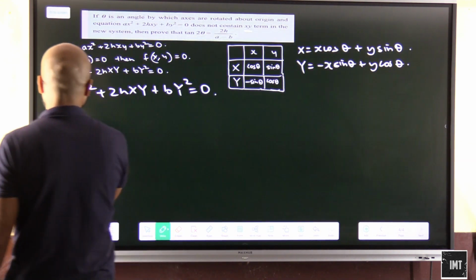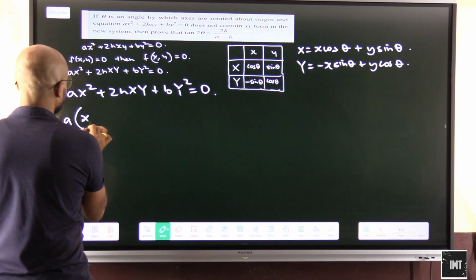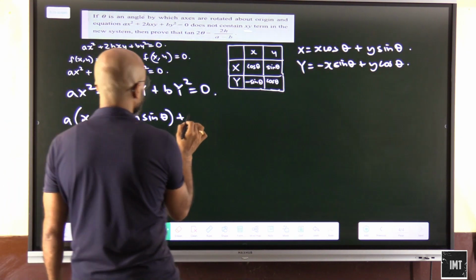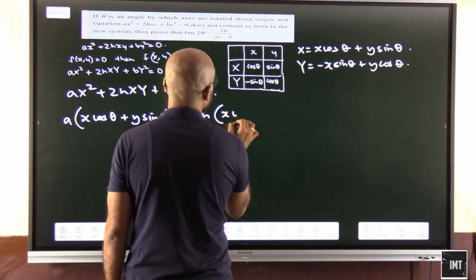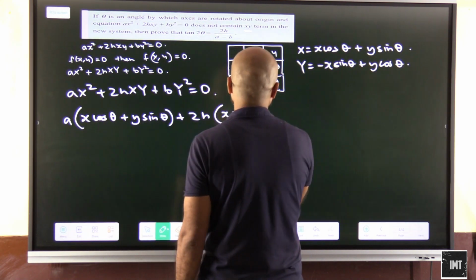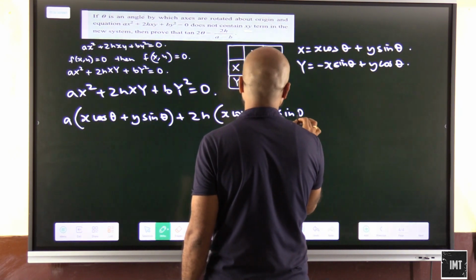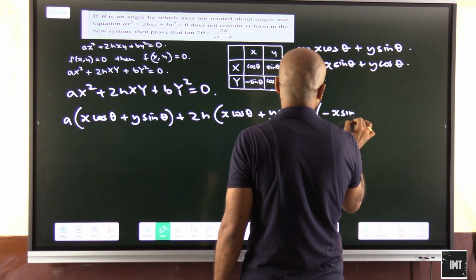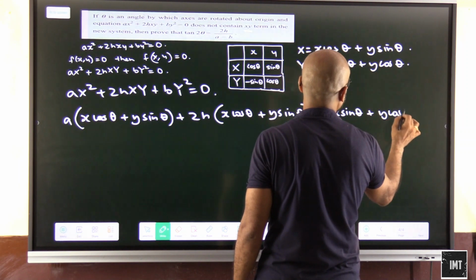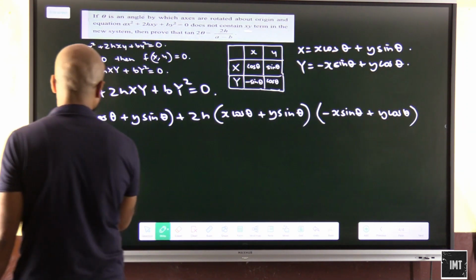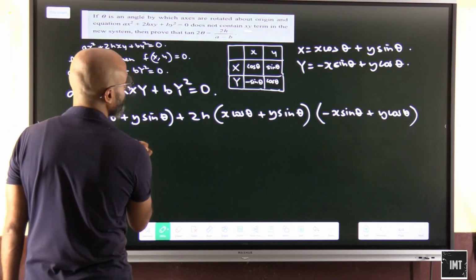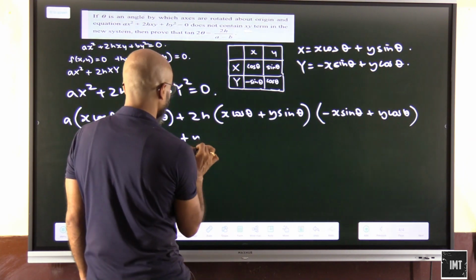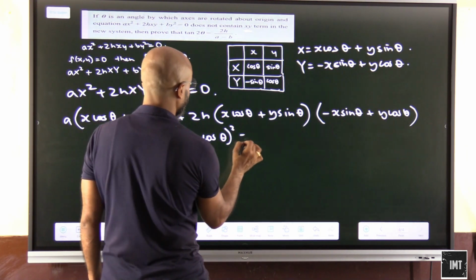Okay, so here we have a into x square, that is (x cos theta plus y sin theta) square, plus 2h into x into y, that is (x cos theta plus y sin theta) into (minus x sin theta plus y cos theta), plus by square, b into y square, that will be (minus x sin theta plus y cos theta) square is equal to 0.